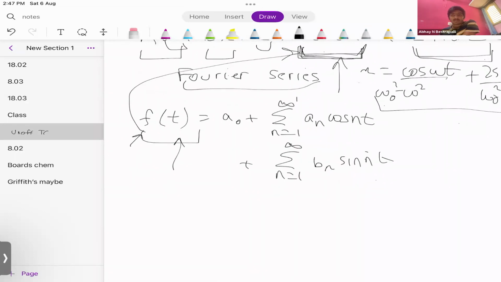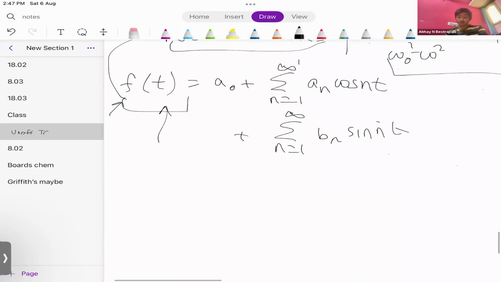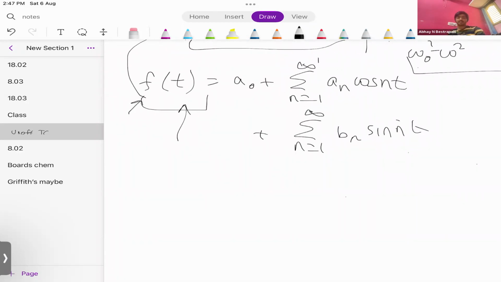So being able to write a function as a Fourier series is very useful, because it's very easy to find the solution when you do that. And so I'll briefly just explain how you get this Fourier series for a function.